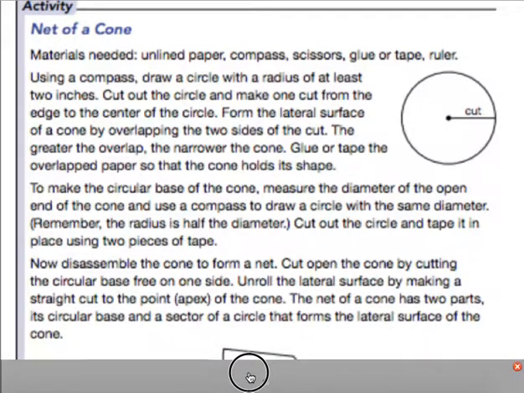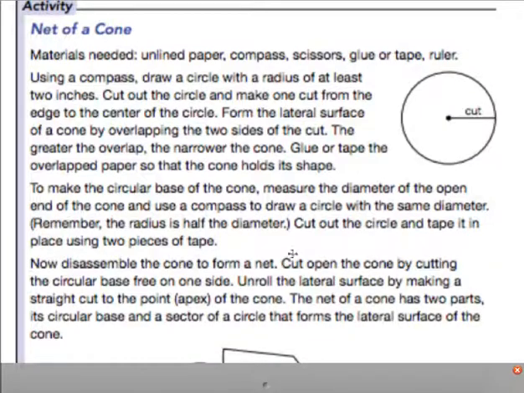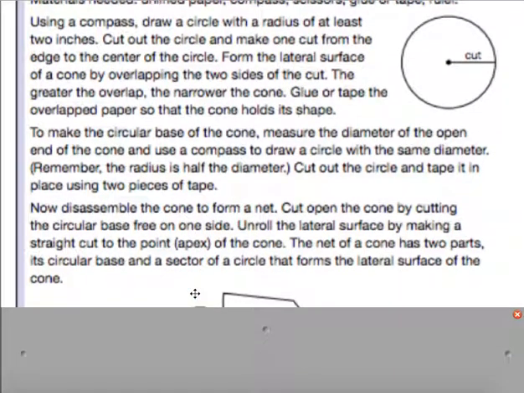Now we can disassemble the cone to form a net. You can open the cone by cutting the circular base free on one side, just one side because you still want it attached, and unroll the lateral surface area by making a straight cut to the point of the cone. It's important not to just undo your glue or tape here, because you want to see, all right, when we make our cone, how much of the area do we have? Okay, it's not going to be a full circle. So you just cut up into the peak of that cone.